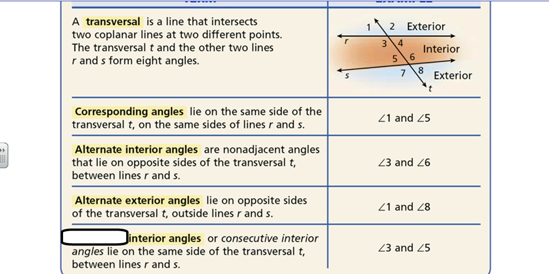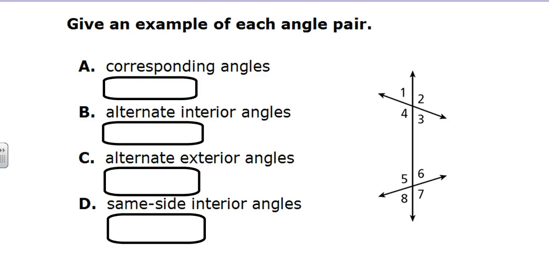Finally, we have angles 3 and 5 in our next example. 3 and 5 are both interior angles, and they are on the same side, so we say same side interior angles. Another way to describe them is as consecutive interior angles. Consecutive, one next to the other. Okay, so most often you'll hear same side interior, but you should understand consecutive means the same thing. All right, please pause the video and give an example of each angle pair.